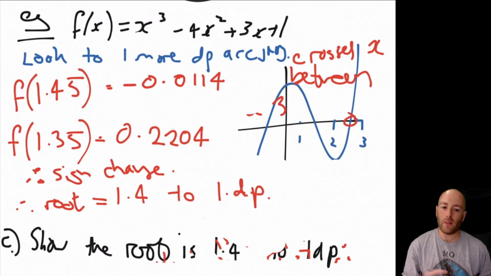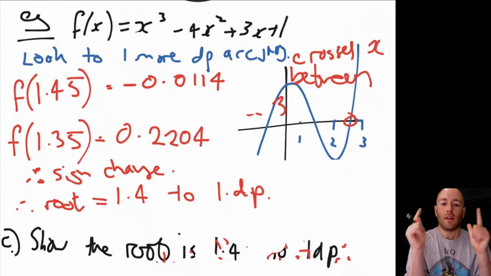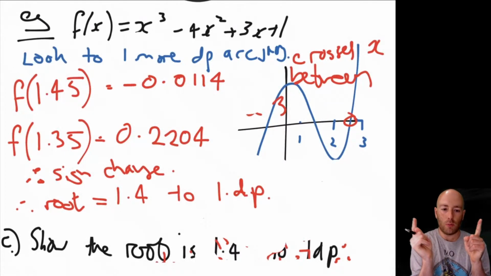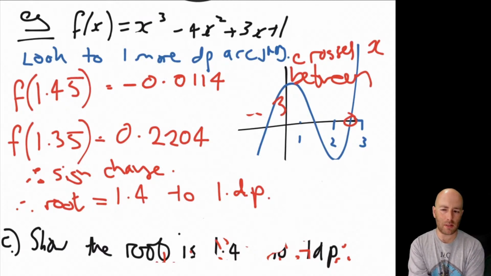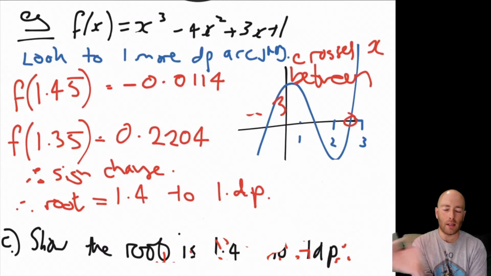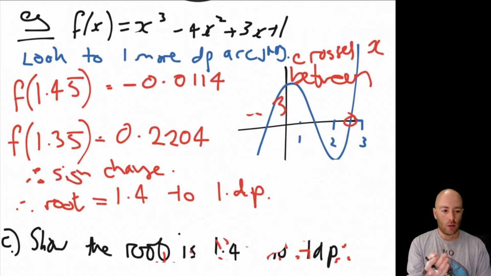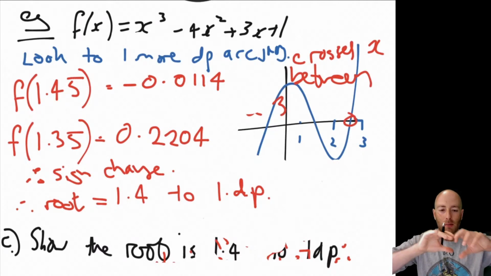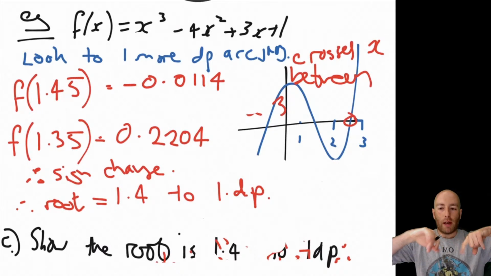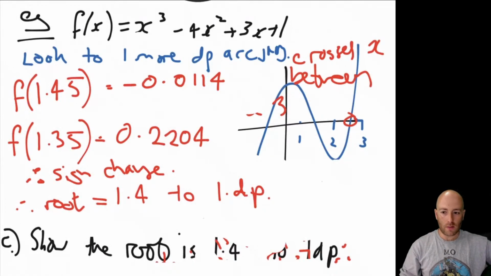So if we've proved that there must be a root between values of a greater degree of accuracy, we can assume the root would round to 1.4, because it must be somewhere in between 1.35 and 1.45. Whatever it is would round to 1.4. So that's why we go to 1 decimal place accuracy, because then we know anything in the middle of those values will round to 1.4, which is the value we're trying to prove.